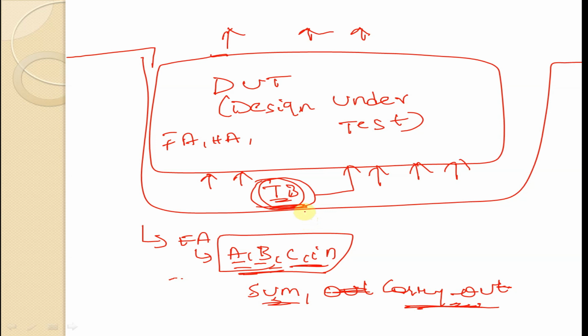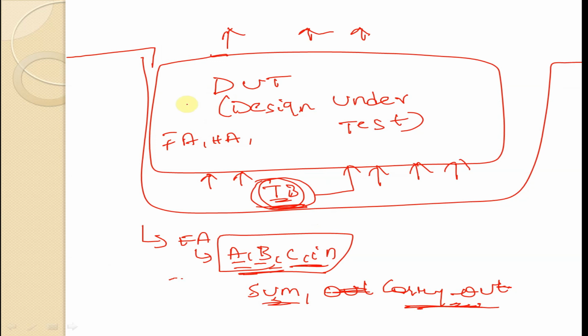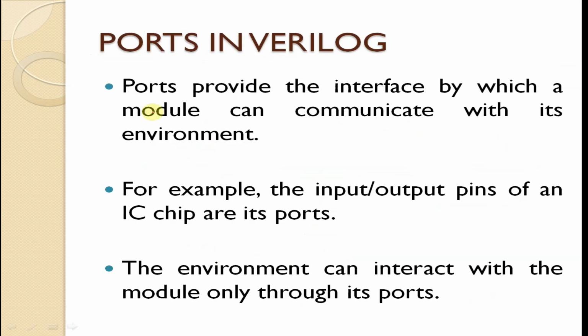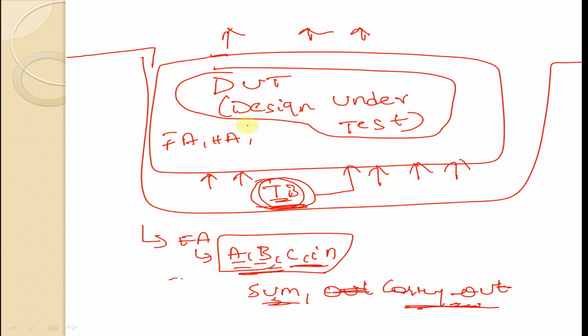So for this, now let's discuss about ports, and we will come back to this topic later. Ports provide the interface by which a module can communicate with its environment. So here our discussed DUT will consist of ports. With the help of these ports, our design will communicate with the external environment, that is our TB. So the design under test, that is our design, will communicate with our TB with the help of ports.